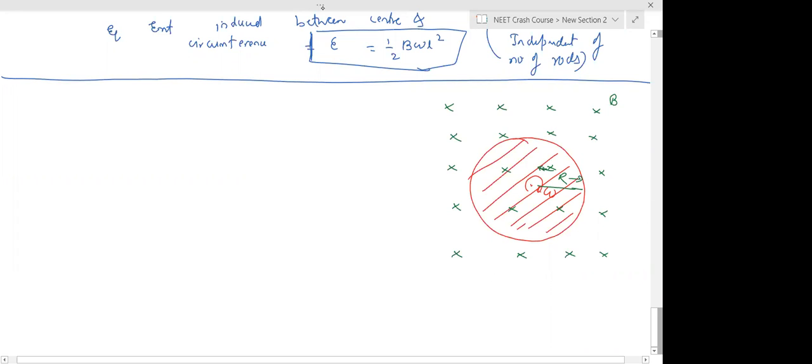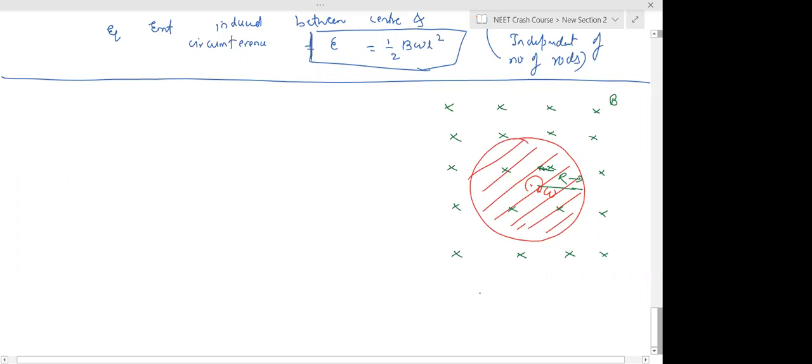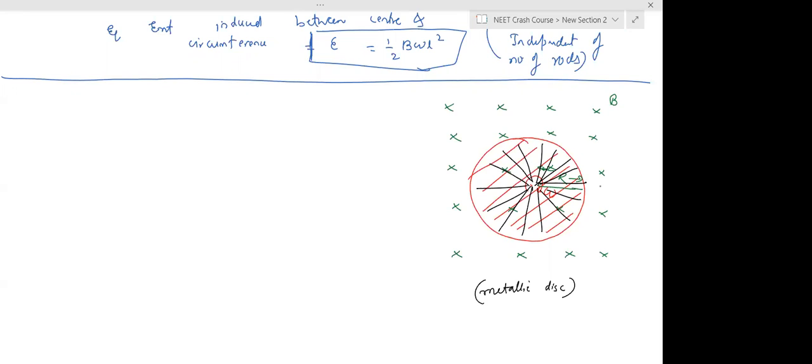This is a metallic disc. If a metallic disc is rotated about an axis passing perpendicularly through the center, it can be considered as a combination of infinite rods placed side by side, and each rod will again have exactly the same EMF and they will again be in parallel.